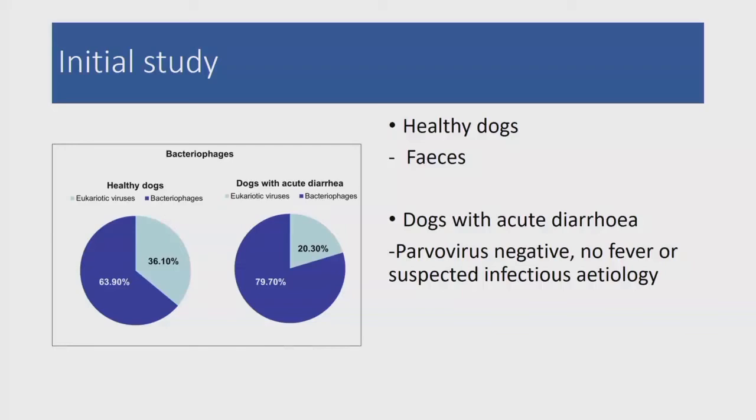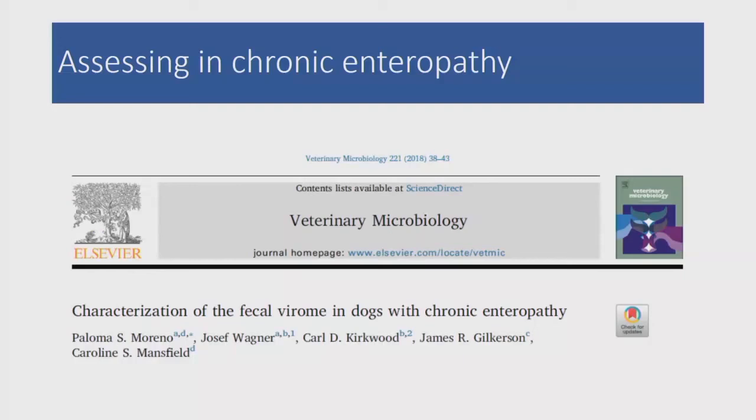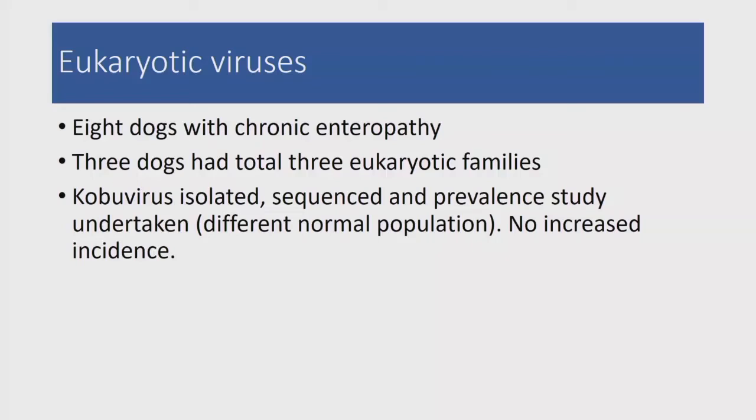So then we went on to look at dogs with chronic enteropathy, or our IBD population. We looked at 8 dogs. 3 of the dogs had 3 different eukaryotic families. And again, we isolated a COBE virus from one of those dogs, which we then sequenced and did a prevalence study, but we couldn't find an increased incidence in dogs with chronic enteropathy.